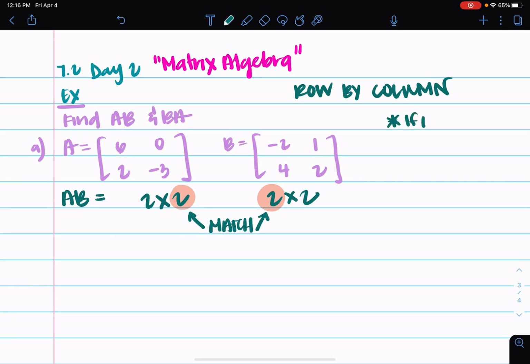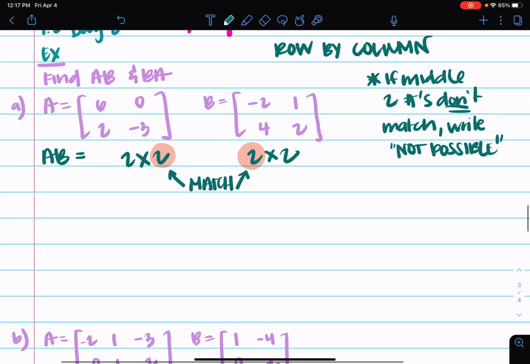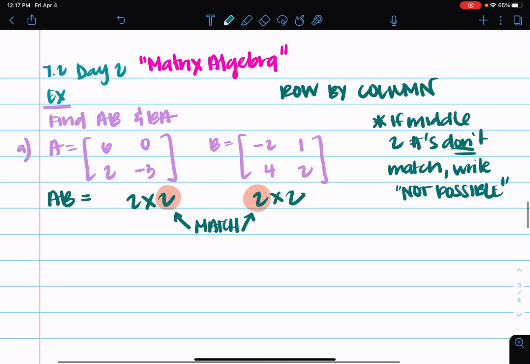So if the middle 2 numbers don't match, write "not possible." Okay, this one is possible, so we're going to go ahead and multiply it.